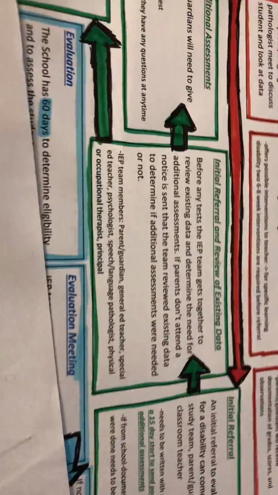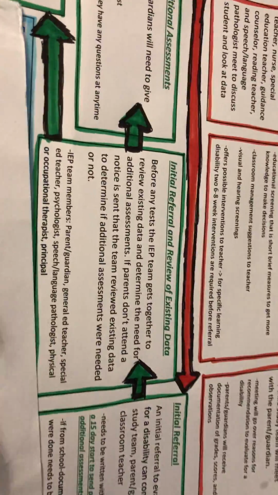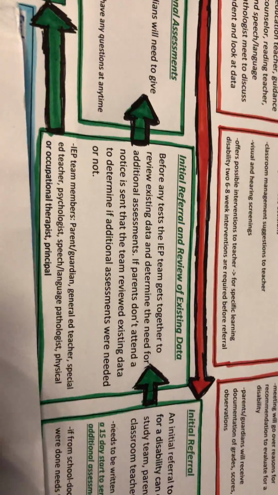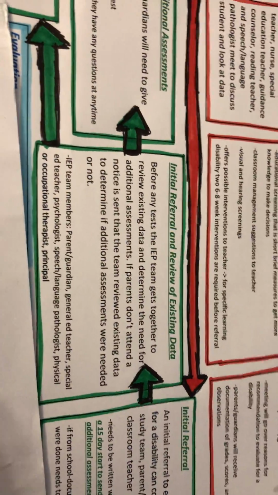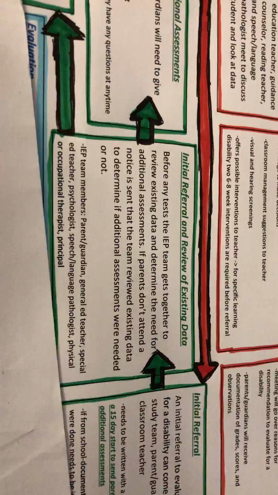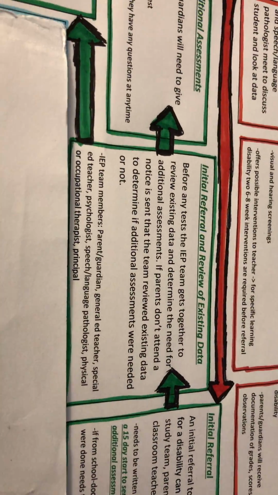So we would give you a call and we would ask if you would like to be a part of the team to get together and look at all the data to determine if we need any additional assessments to help figure out who this student is, what type of learner they are, just so we can better help them down the road. So some parents don't come to this, but we always offer you to come in and help us review files and look at their existing data.